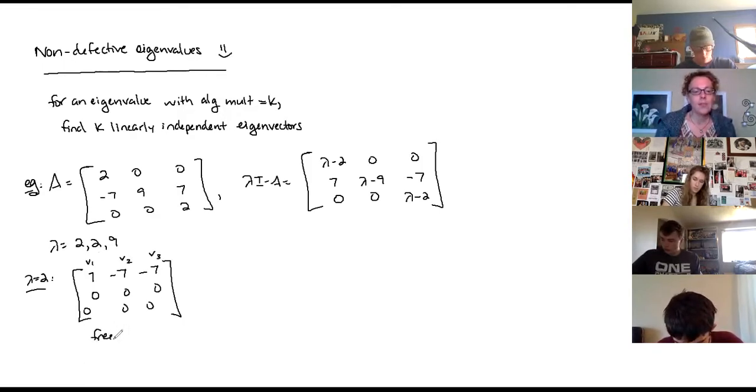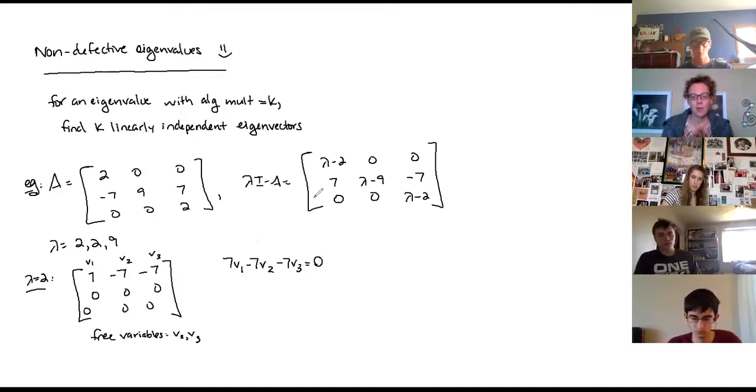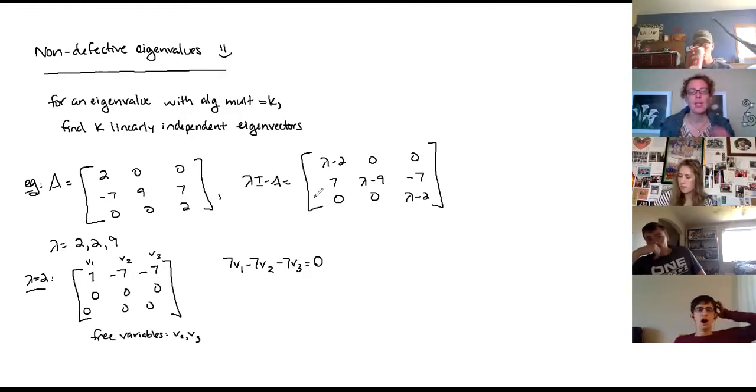So we said our free variables were V2 and V3. And here's the equation that I have. This should look familiar from last time. 7V1 minus 7V2 minus 7V3 equals 0, right? Remember, technically this is an augmented matrix, but the augmented part on the right side is all zeros, so I'm not bothering to write it down.